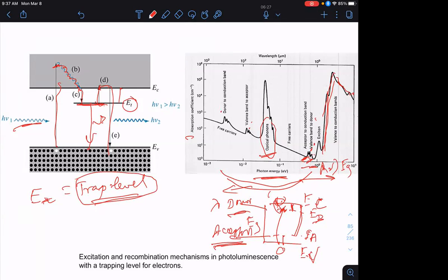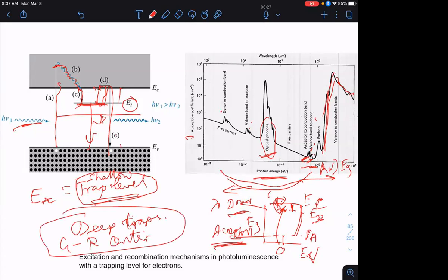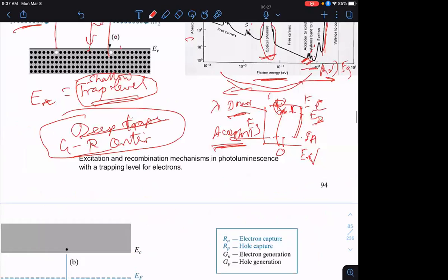Now, in terms of the generation recombination processes, some of these traps can be close to the band edges, either the conduction band or the valence band, in which case these are known as shallow impurities. But if they're close to the middle of the gap, those are called deep impurities or deep traps. And sometimes they're also known as generation recombination centers. So traps near the middle of the gap are given a special name. They're called deep level impurities or generation recombination centers.